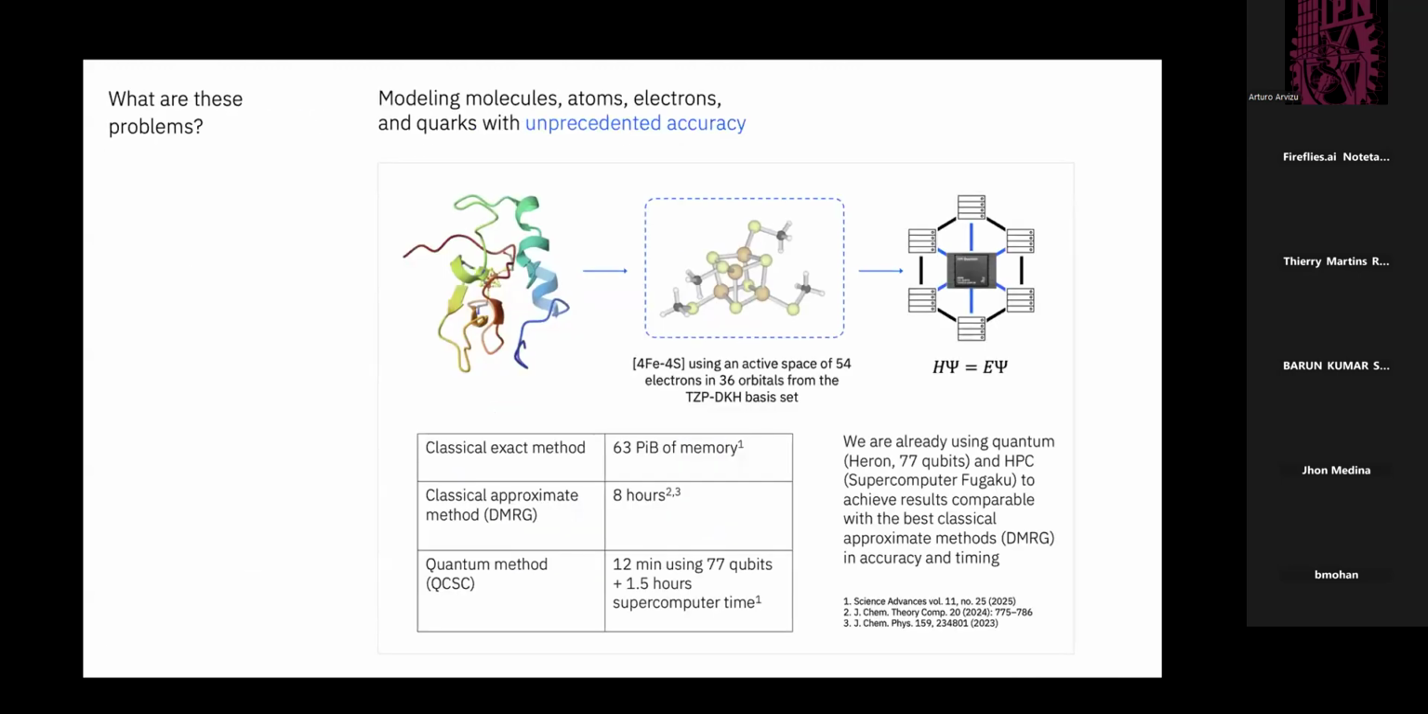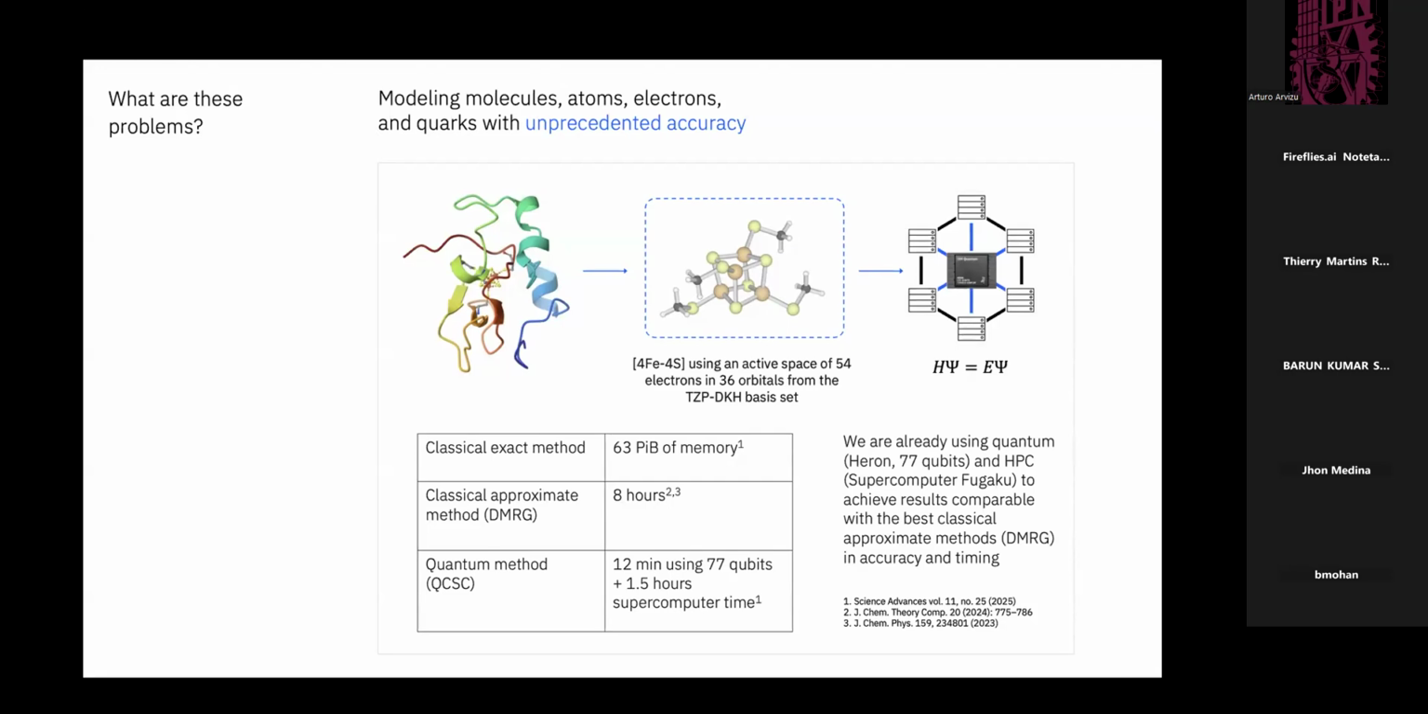And just to give you an example of one of the recent results that we had, it looks like this. This is a type of chemistry problem. It's looking at a certain molecule, a certain catalyst that consists of four iron atoms and four sulfur atoms. And if you want to represent the wave function of this molecule, you can do that using a certain basis set, which is kind of the atomic type orbitals that you would use to put these things together.